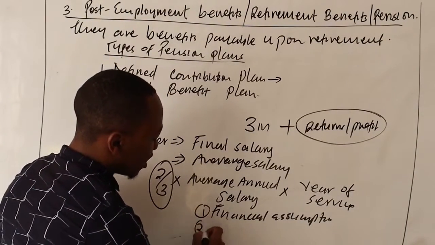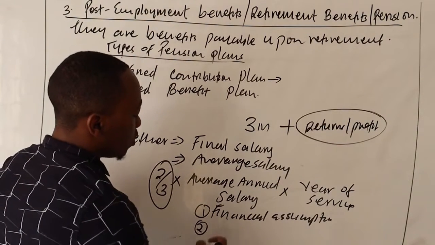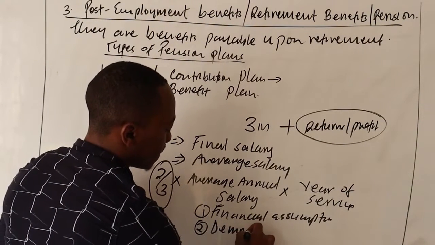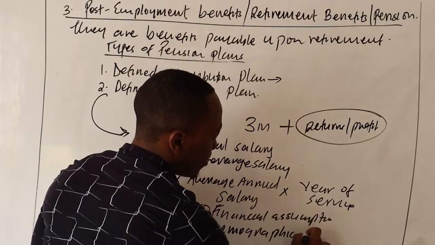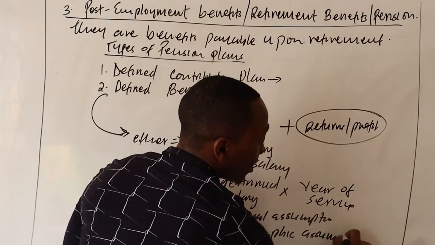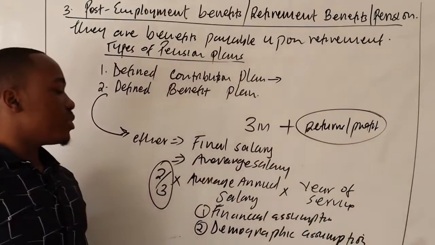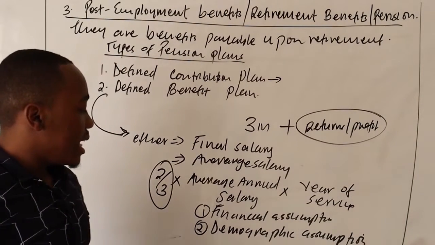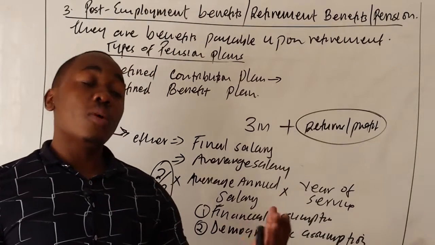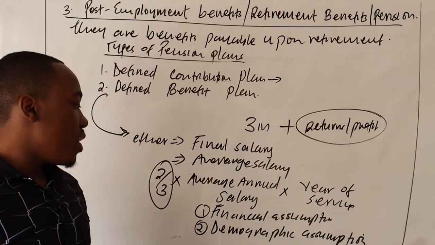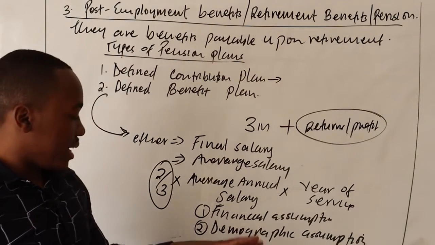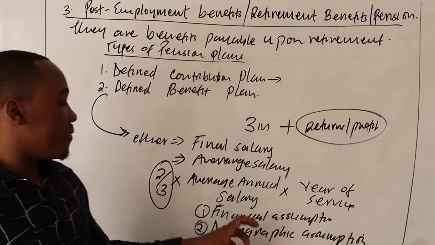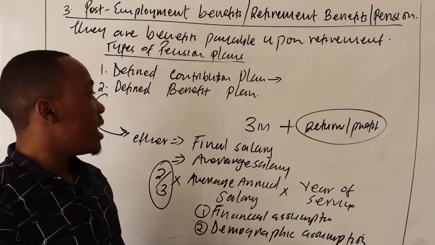And then another actuarial assumption they need to consider is what we call demographic assumptions. For the demographic assumption, they look at the mortality rate, the claim rate under the medical plan, things to do with that. Also the labor turnover, etc. So they will be based mostly on the financial assumption and the demographic assumption.